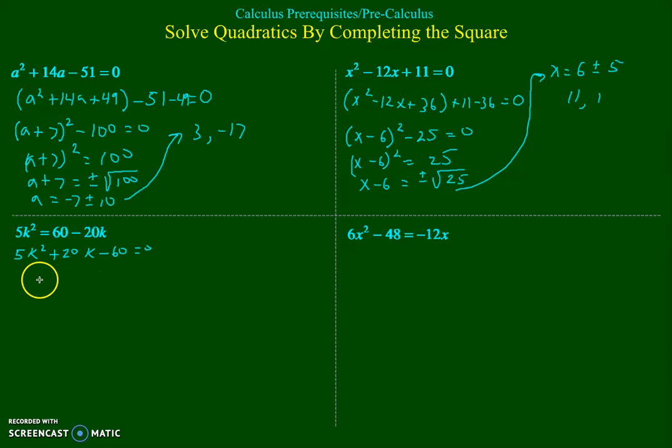Now we do the same thing. Now here we have a leading coefficient. So there's going to be a couple of extra steps in here. And the way I like to do this is my first step is I leave the leading coefficient intact and I simply do my separation. 5k squared plus 20k, separate out my 60.